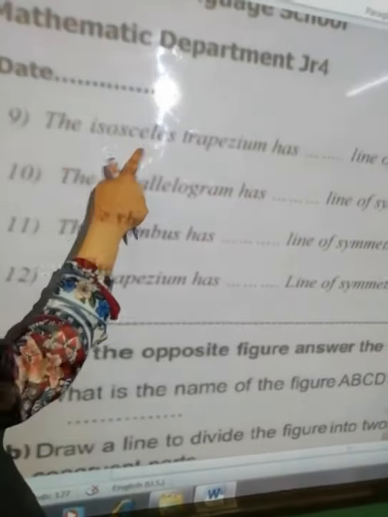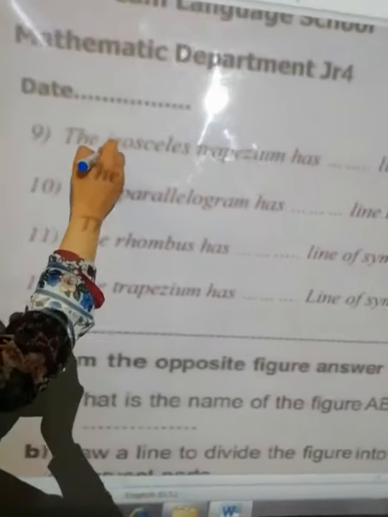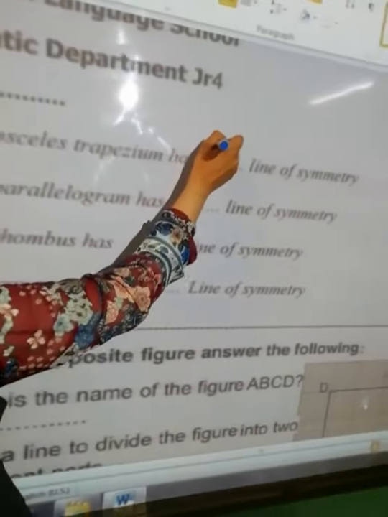Number nine, in page 37, the isosceles trapezium has how many lines of symmetry? Isosceles, so just one line of symmetry.